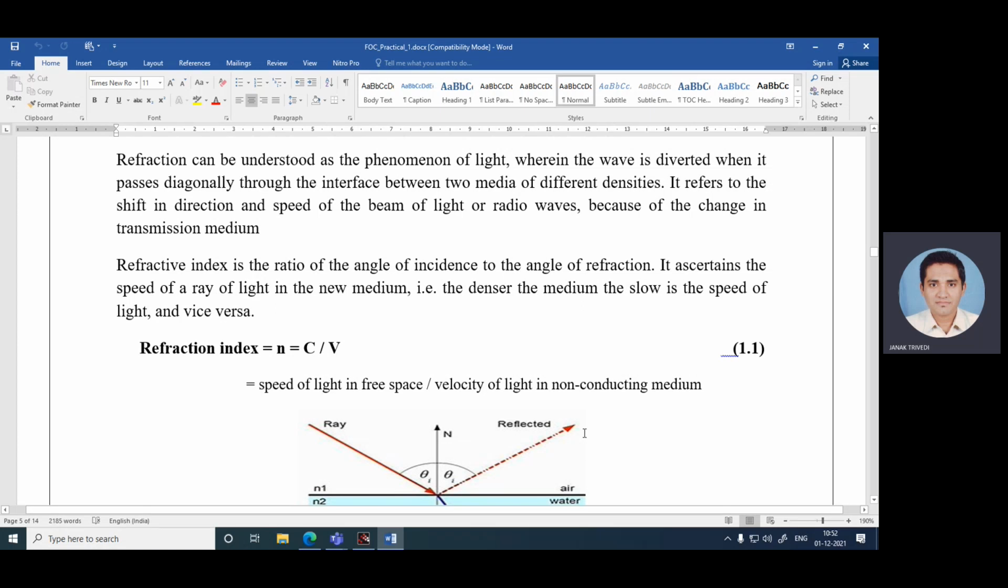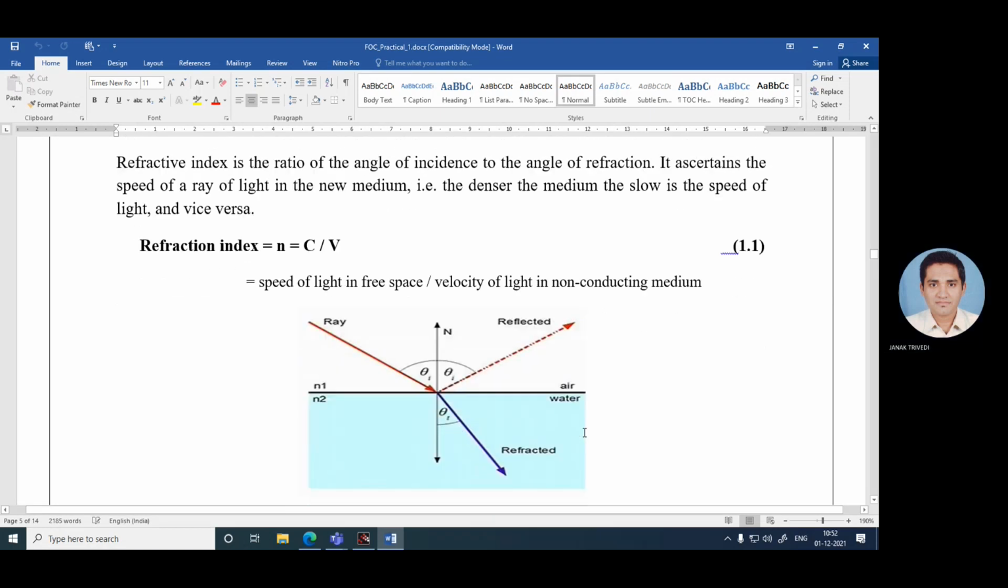Refractive index is the ratio of the angle of incidence to the angle of refraction. It ascertains the speed of a ray of light in the new medium. The denser the medium, the slower is the speed of light, and vice versa. Refractive index is defined as small n, that is equal to c by v, where c is the speed of light in free space and v is the velocity of light in the medium.